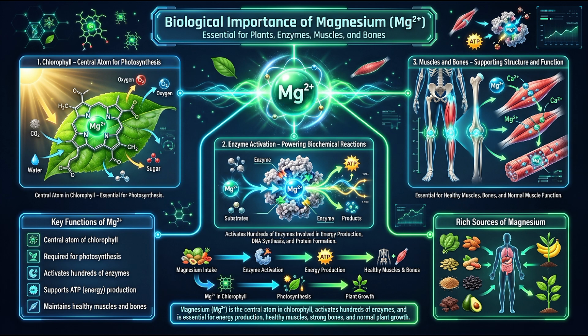Approximately 60% of the body's magnesium is stored in bones, where it contributes to bone structure and strength alongside calcium and phosphorus. Magnesium also helps regulate calcium metabolism and supports the proper formation of bone tissue.